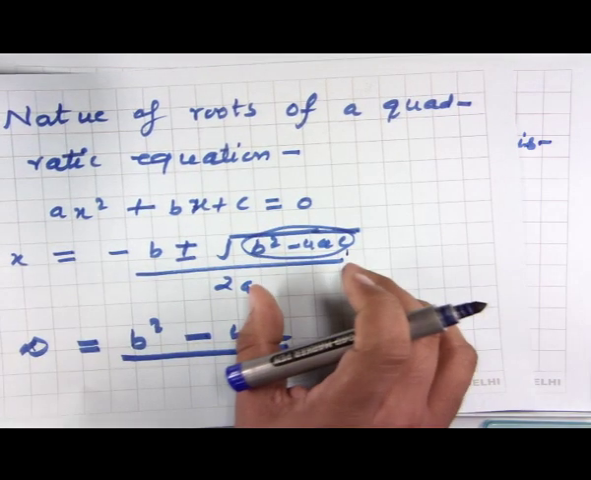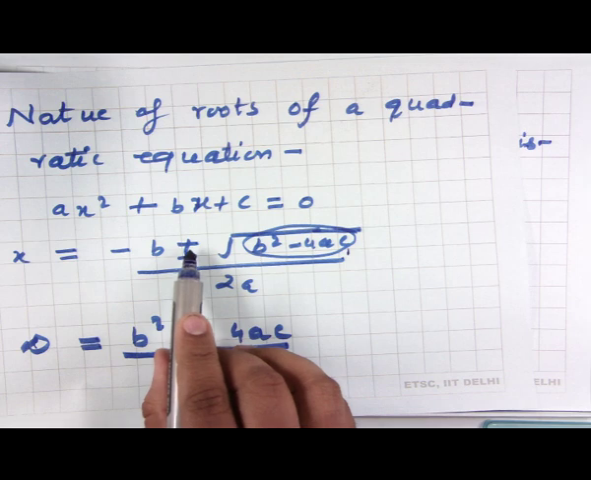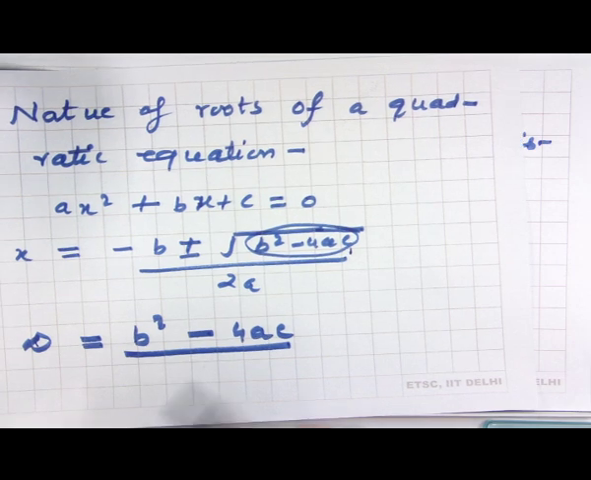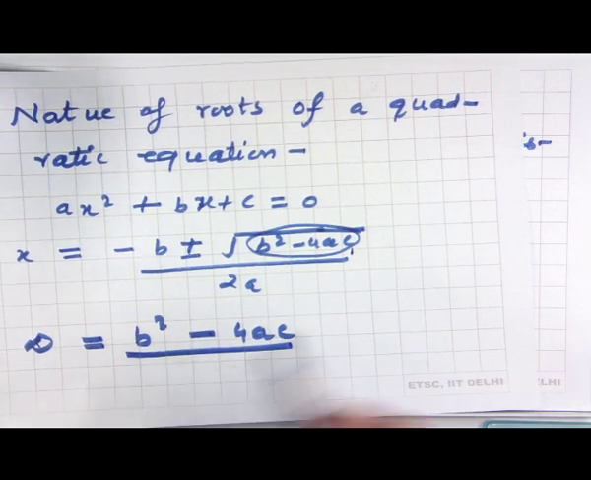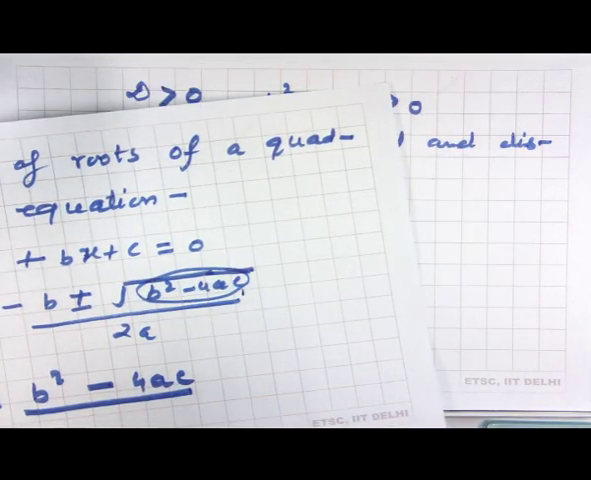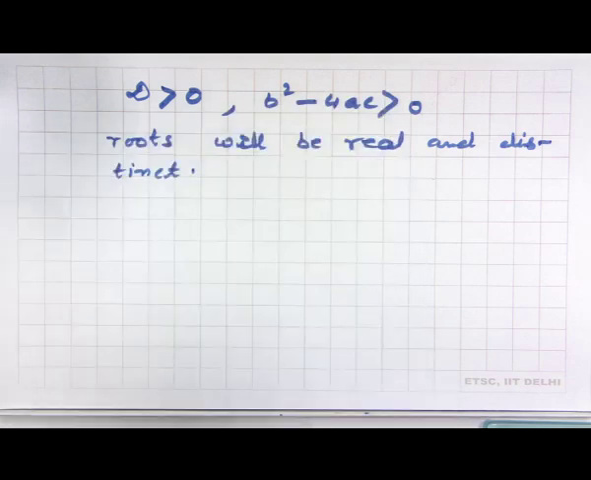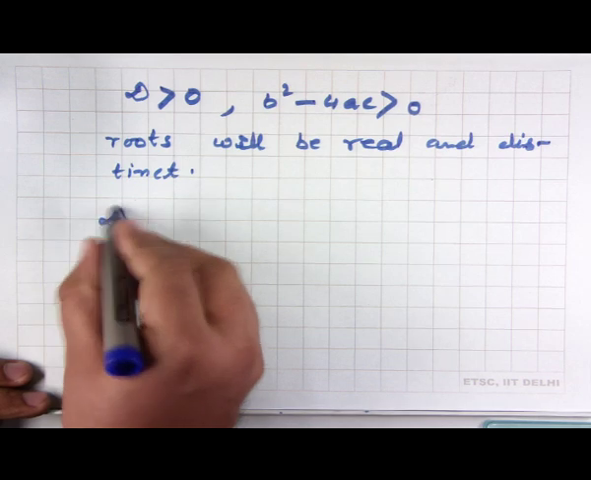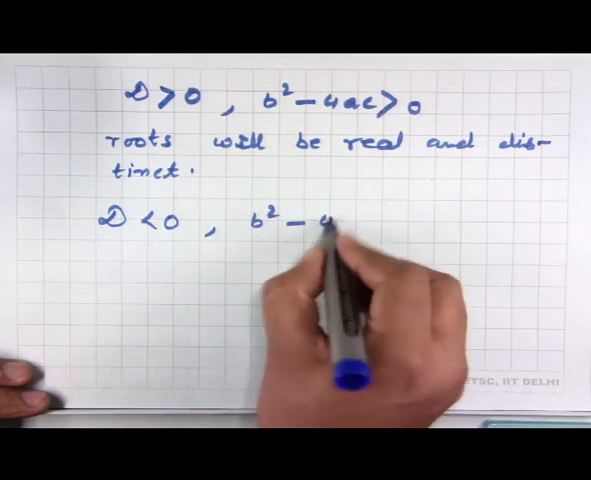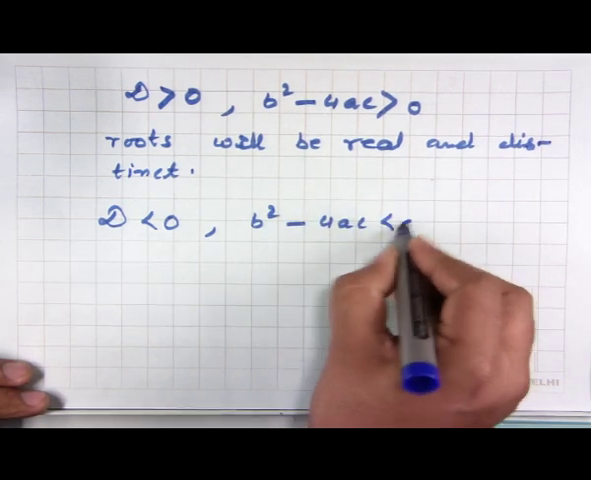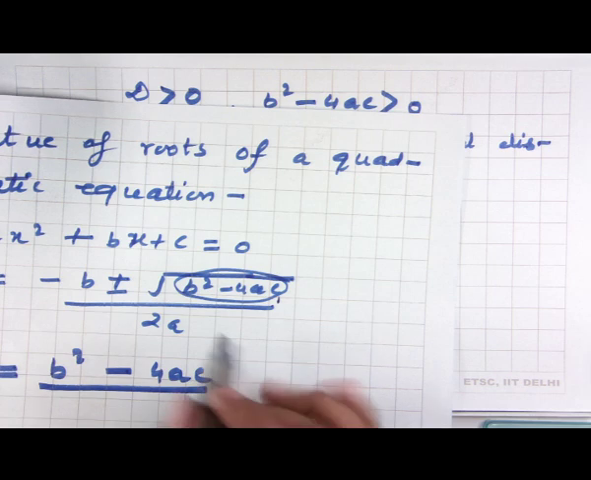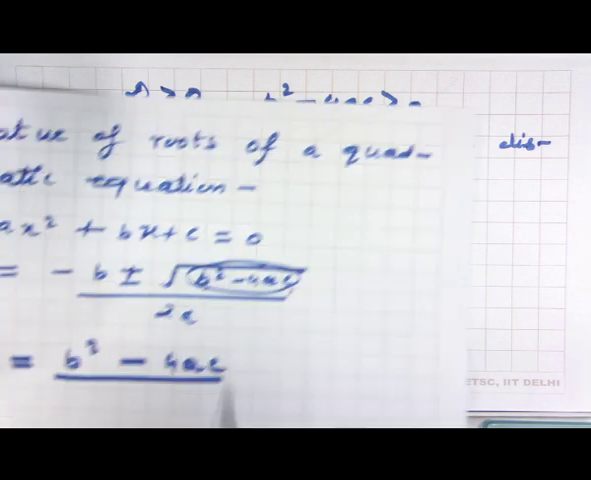If you find d greater than 0, then you will take the positive sign and get the first root. If you put the negative sign, then you will get the second root, and the value will be real. Now if d is less than 0, meaning b square minus 4ac is less than 0, this part will be negative.